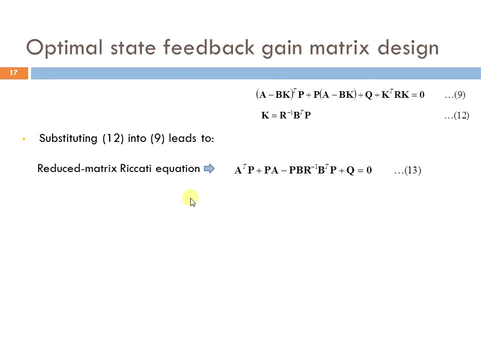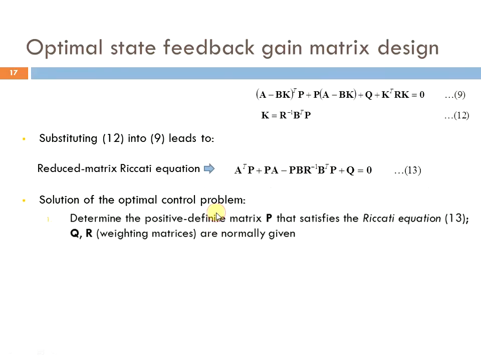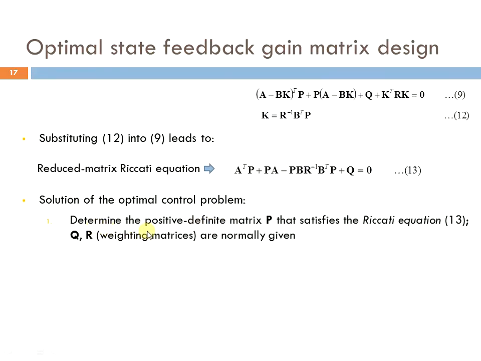So this equation is no longer a function of the state feedback gain matrix K. Rather, the unknown here is the matrix P. So the procedure for finding the solution of the optimization problem is to determine the positive definite matrix P, which satisfies equation 13.